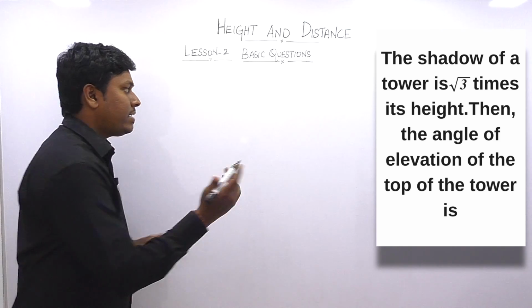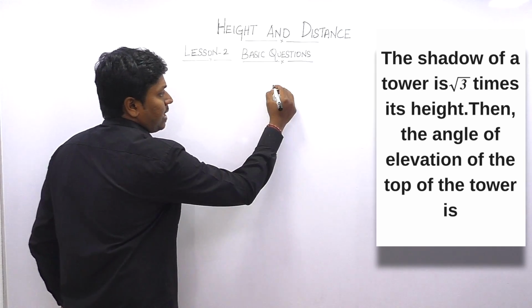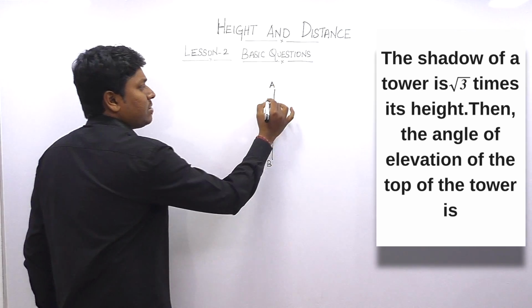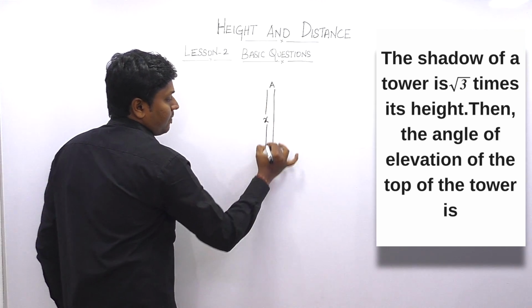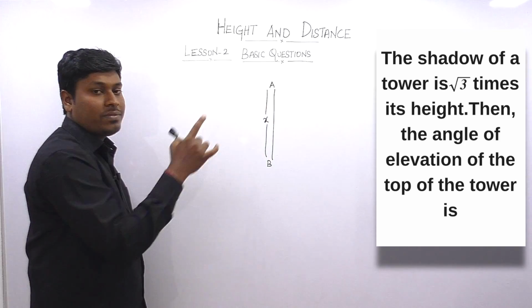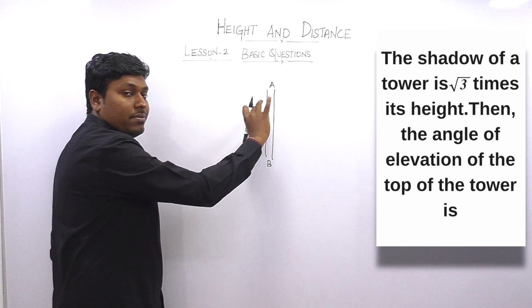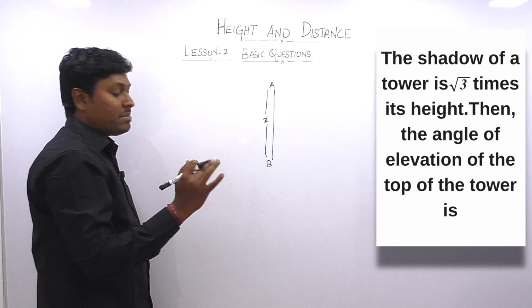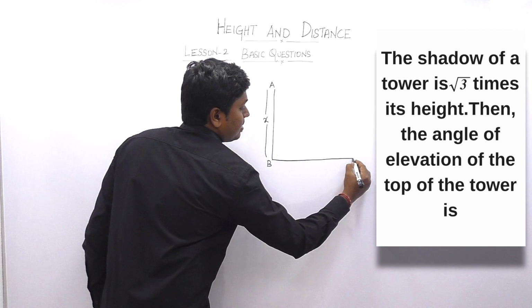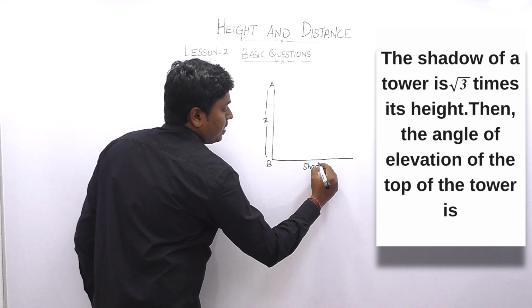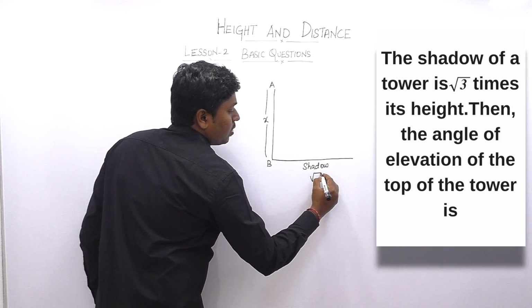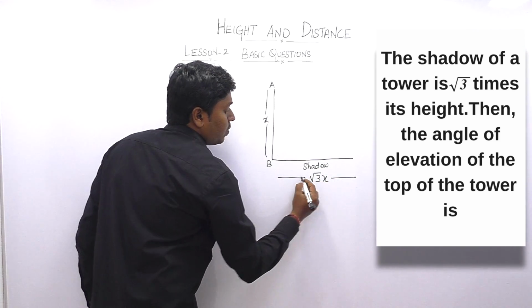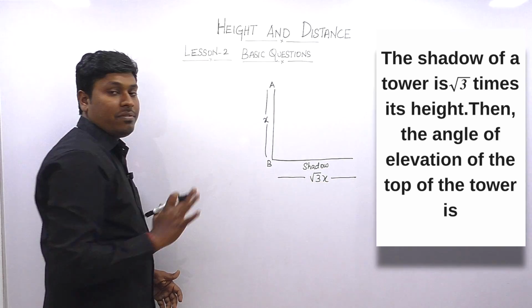So there is a tower, right? So let me assume that the tower is AB. And we don't know what is the height of the tower. So let me assume that the height of the tower is X. Where, listen carefully, the shadow of the tower. So if this is the tower which is X and the shadow of the tower is root 3 times the height, so we can say that this is the shadow, right? So the shadow of the tower, and this distance will be root 3 times the height. So we can assume that the shadow will be root 3x and the height of the tower will be x.